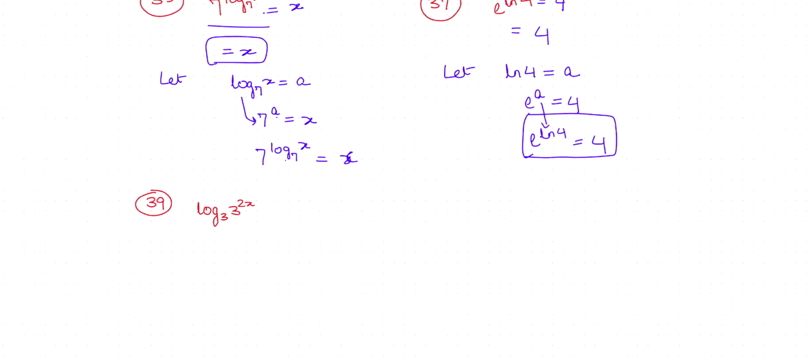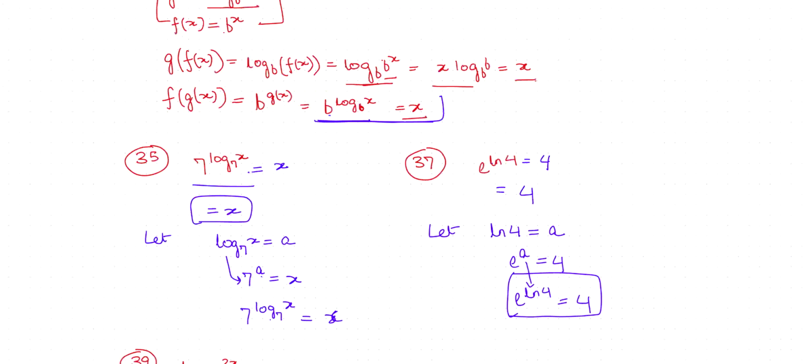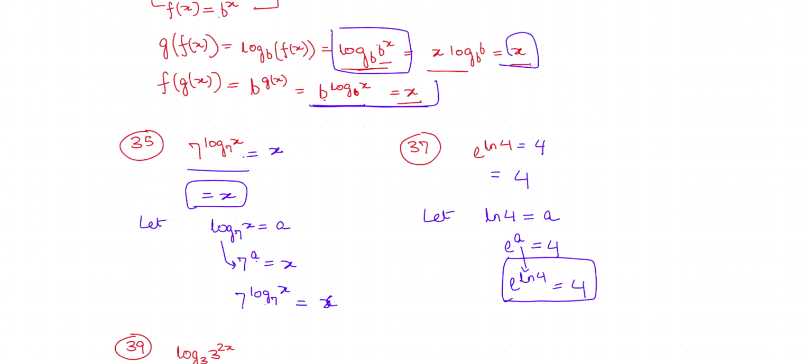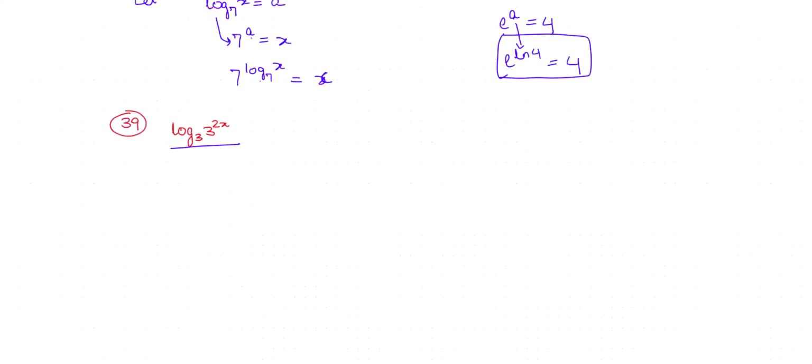So now if we have to do this question, we can see how we can use the inverse properties and how we used them here. This was equal to x: log base b of b raised to power x was equal to x. So we can write here, instead of x, we have 2x. So this will be equal to 2x using the inverse properties.